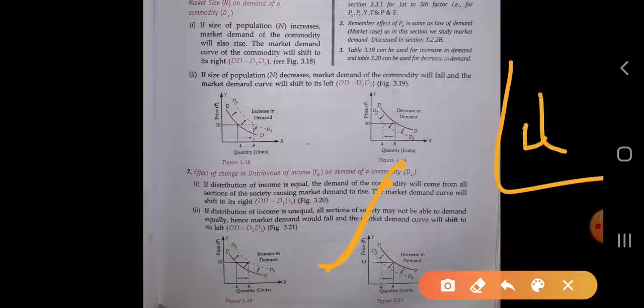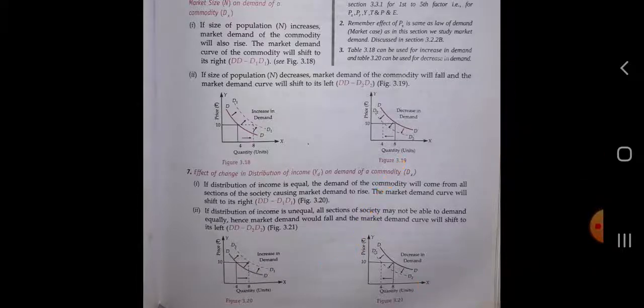Simple. And in the second condition, if the distribution of income is not equal, so only someone from the agriculture sector or the service sector will demand more and more commodity. It ultimately doesn't lead to overall demand for any commodity, so the curve will shift to the leftward. See here, if the distribution of income is unequal, all sections of society may not be able to demand equally. Hence market demand would fall and the market demand curve will shift to the left.